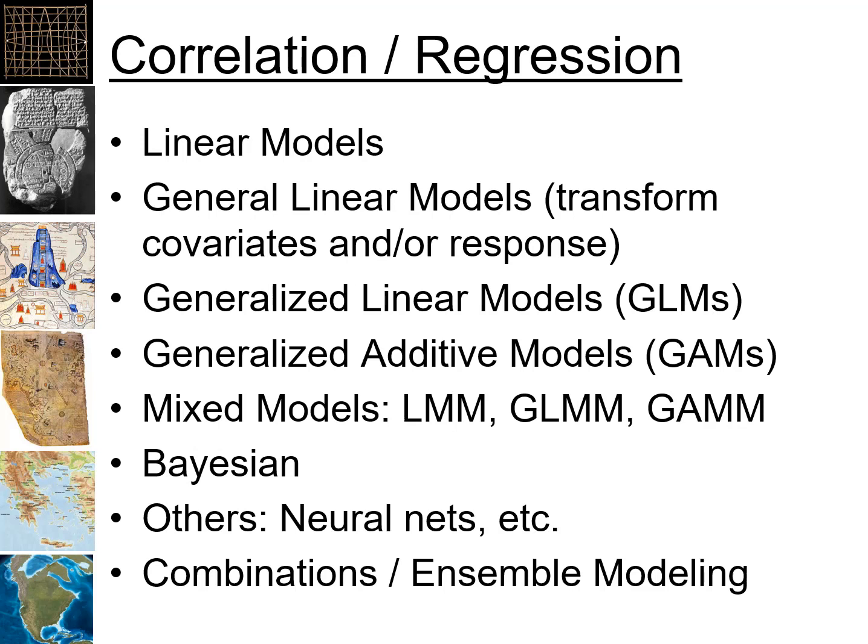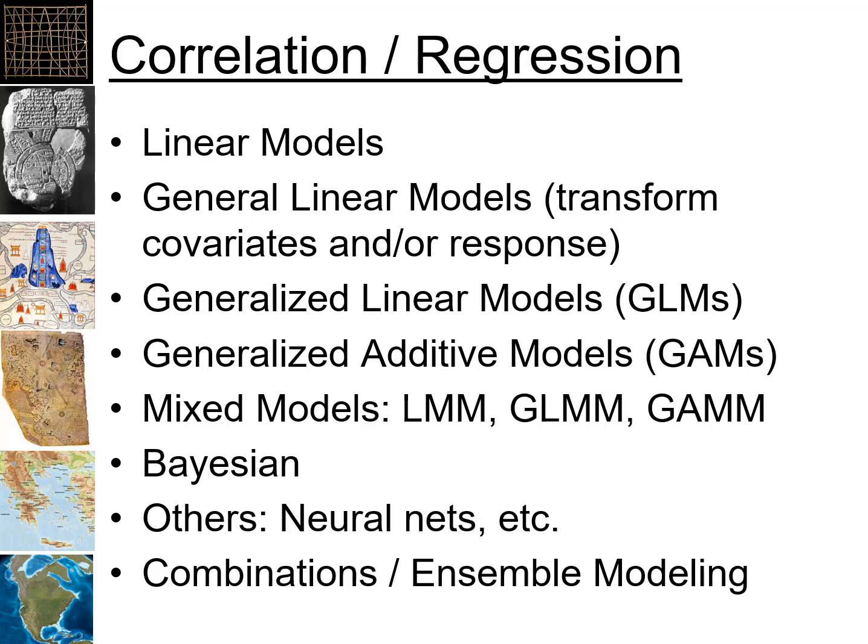Of course, the big one we did was correlation and regression. Everything from linear models to general linear models. Don't forget those because you want to use the simplest one you can. And if you can just transform your covariates or your response variable, you can use a general linear model and you're done. GLMs are general linear models, GAMs are additive models, and then the mixed model versions of those. So kind of increasing in complexity and flexibility with those.